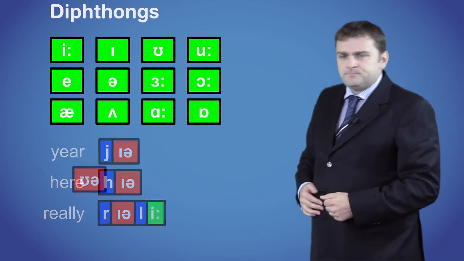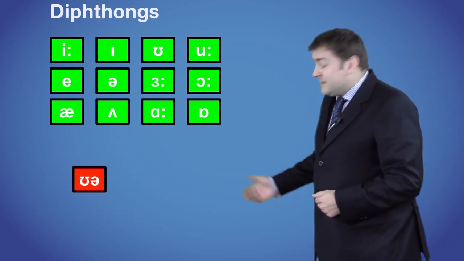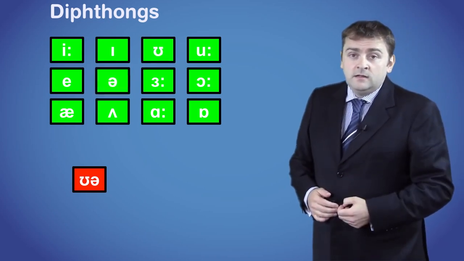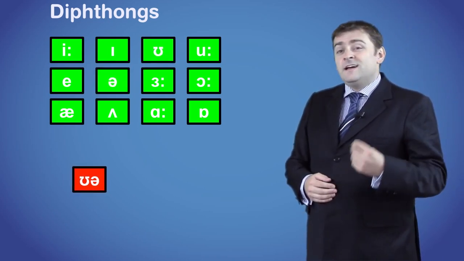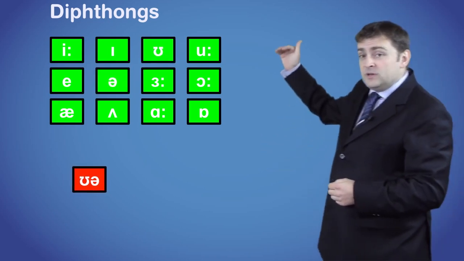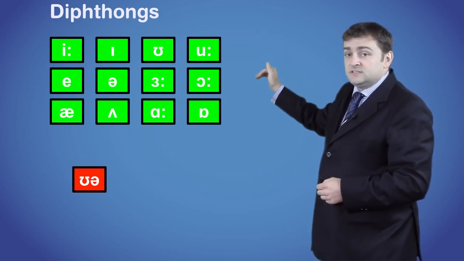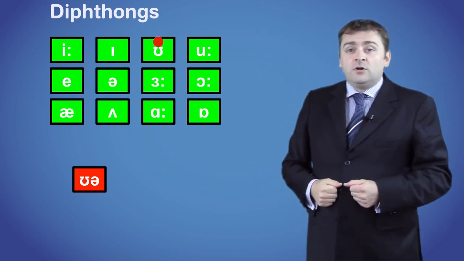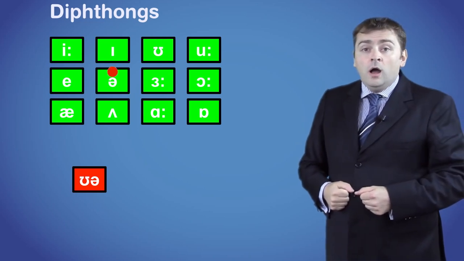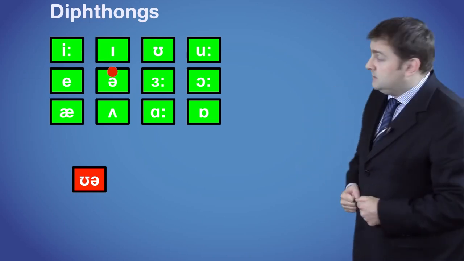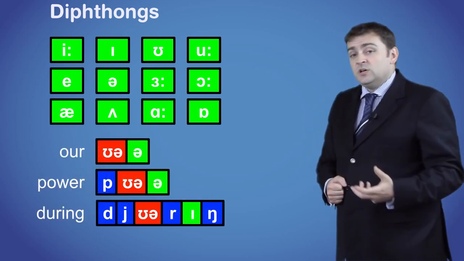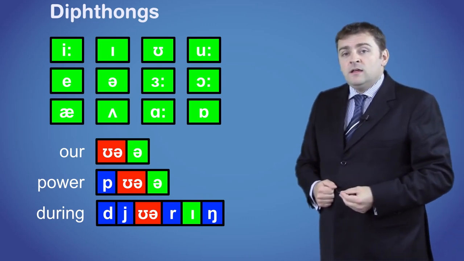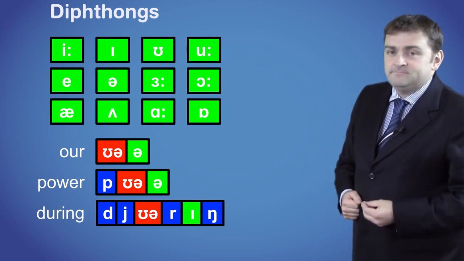Let's look at the next one. This is a combination of u and schwa. Again, your mouth should open a little as you go from the first sound to the second sound, starting on the u and finishing on the schwa. As in the words hour, power, and during.